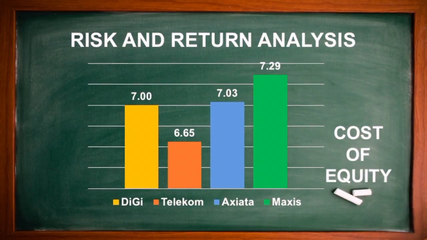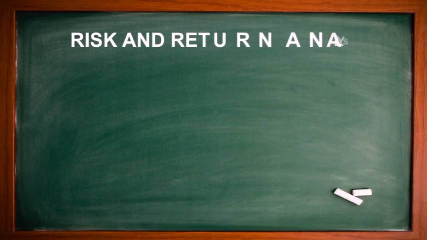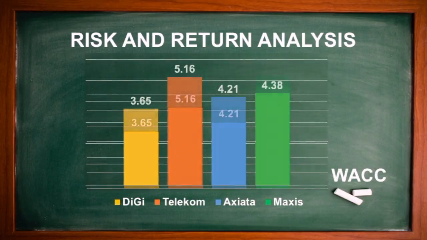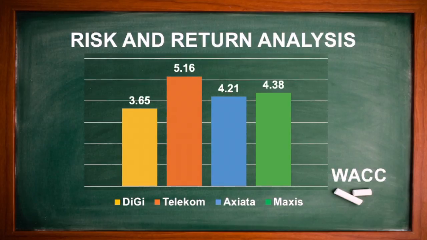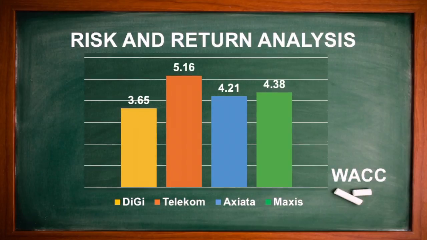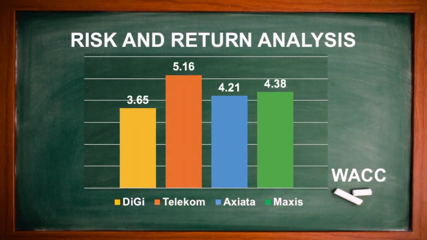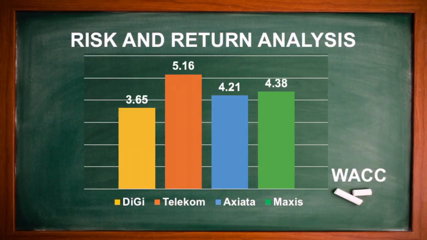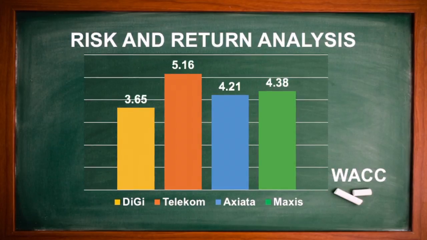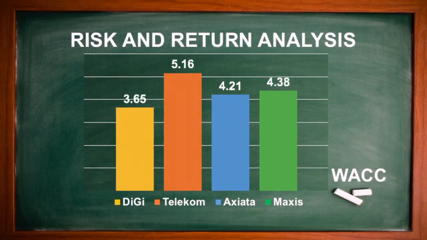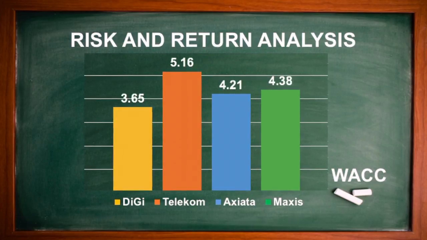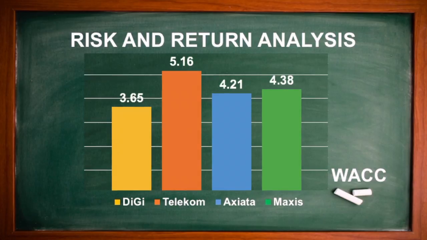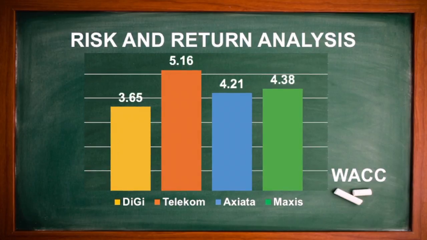Weighted average cost of capital (WACC) is the return that both stakeholders, equity owners and lenders, can expect. WACC also represents the investor's opportunity cost of taking on the risk of putting money into a company. Telekom has the highest WACC at 5.16 and Digi has the lowest at 3.65, while Axiata and Maxis both have slightly more than 4.0 WACC.